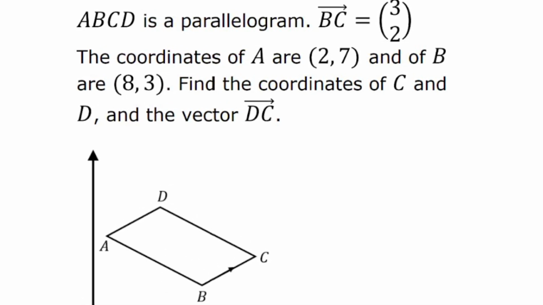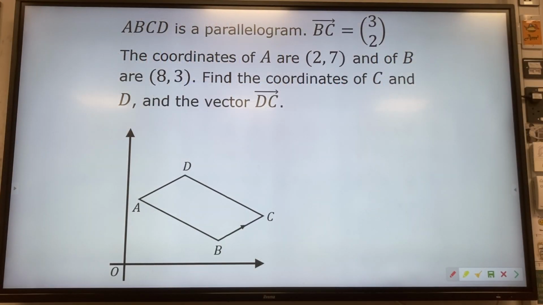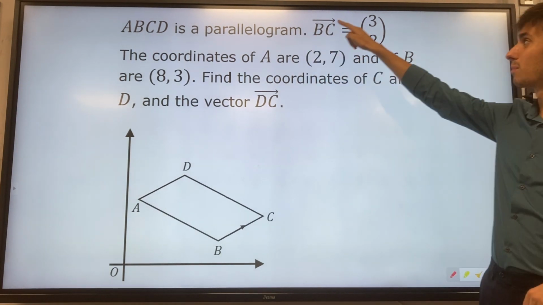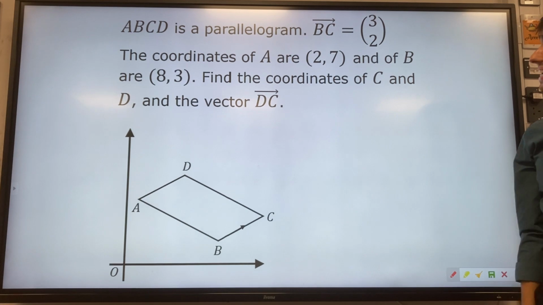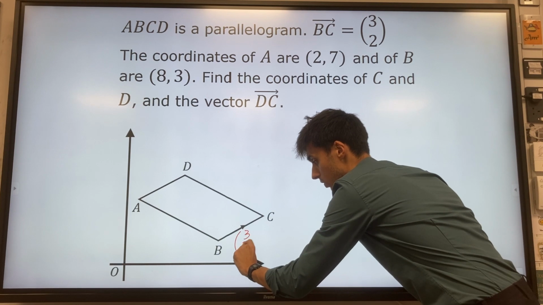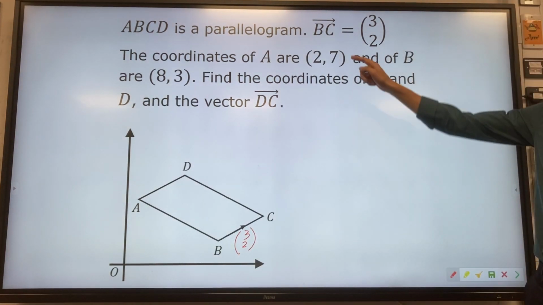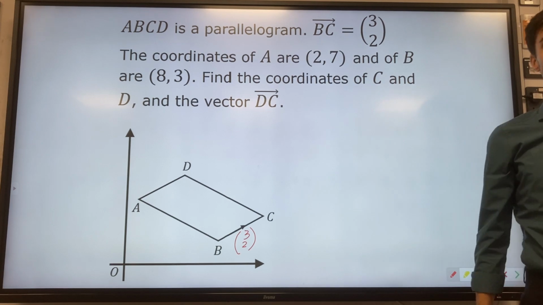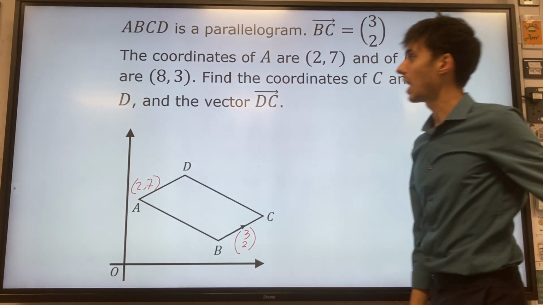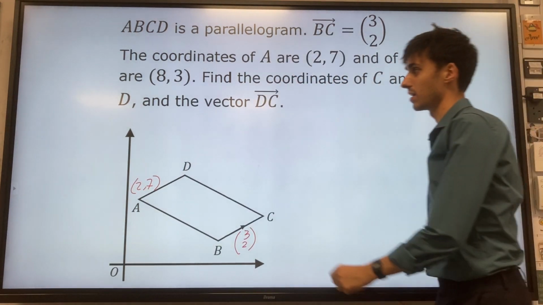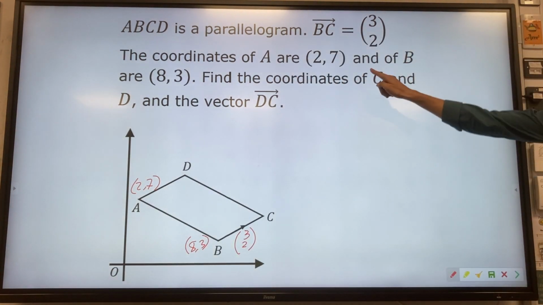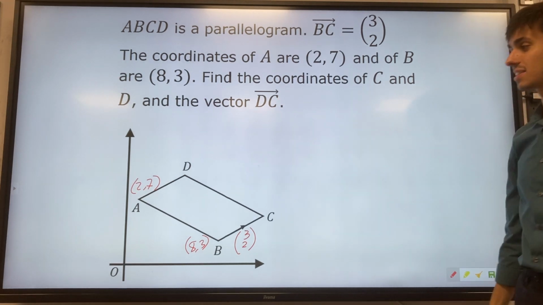Okay, the third of our 4 problems. Again, we've got a parallelogram. We get given this vector, B to C is (3, 2), so I'm going to mark that straight on my diagram, (3, 2). We get given the coordinates of A that are (2, 7), so again, it's going straight on, (2, 7). And the coordinates of B are (8, 3), so let's add this on, (8, 3). We want to find the coordinates of C, D, and the vector DC.